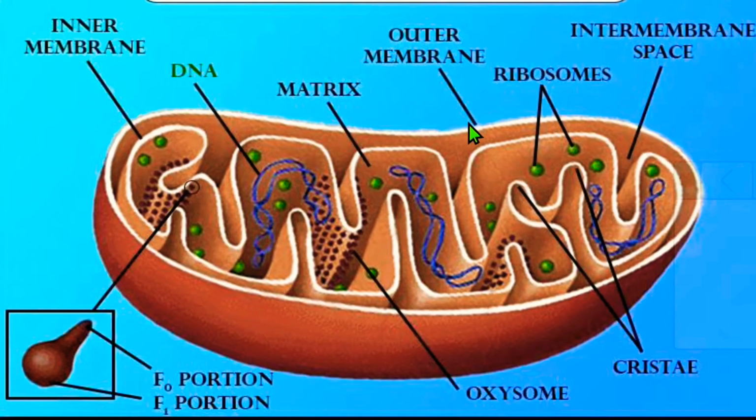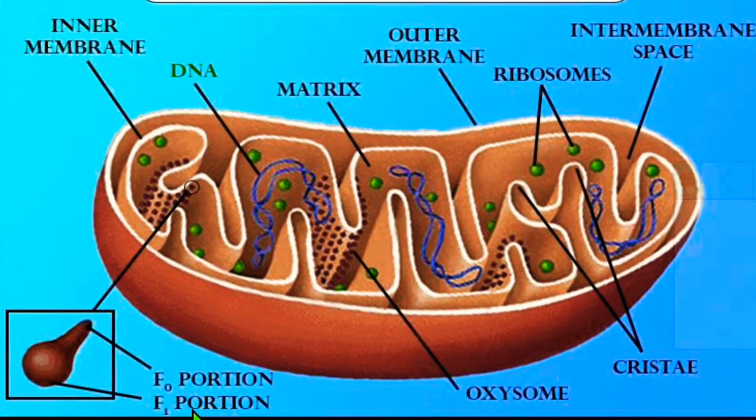This is the outer membrane. This is the intermembrane space. This is the inner membrane. These are the long circular DNA. This is the matrix present inside, and these are the ribosomes. This is the cristae. These are the oxysomes present on the cristae, and here these are the F1 F0 portion, and this is the round shaped F1 portion.